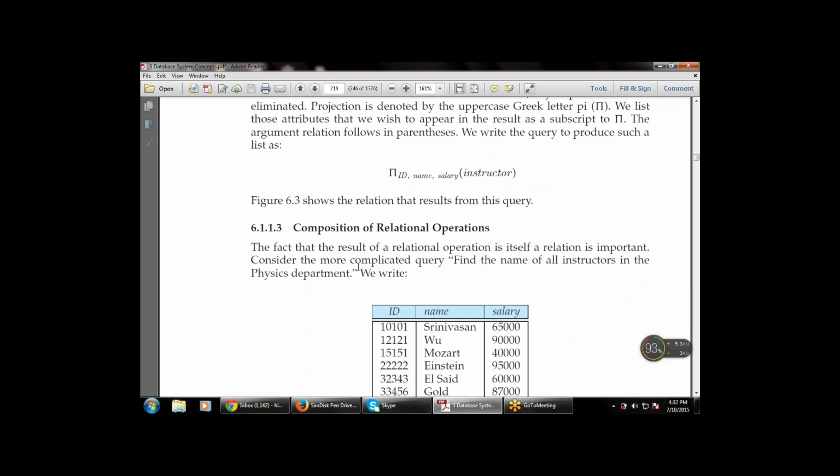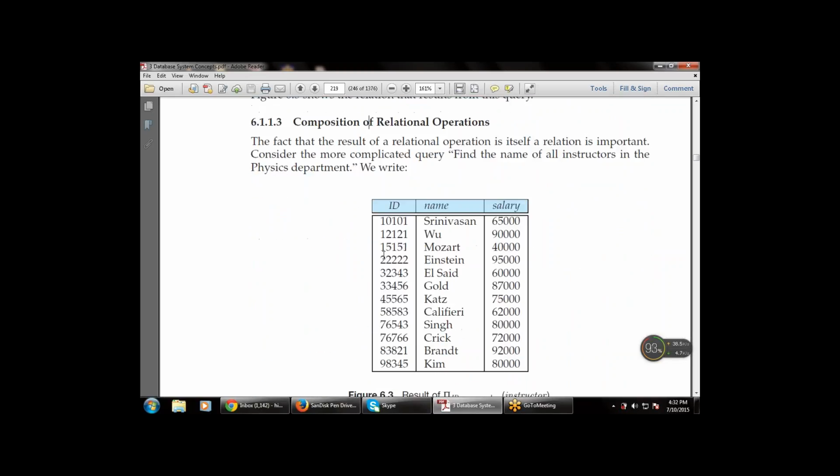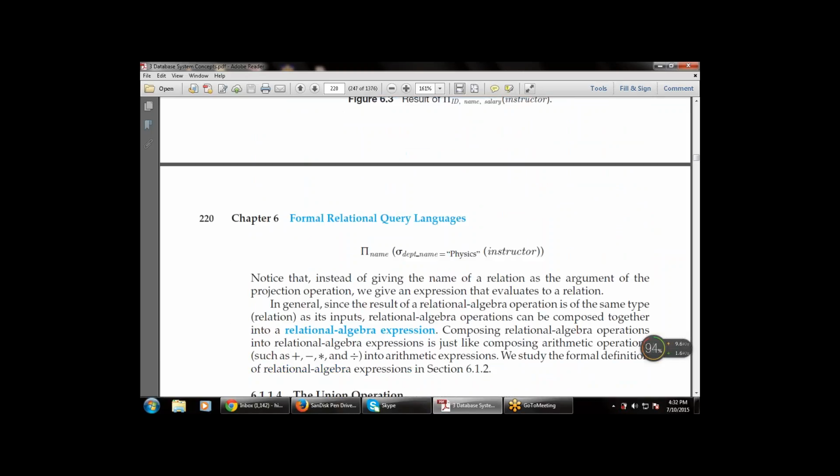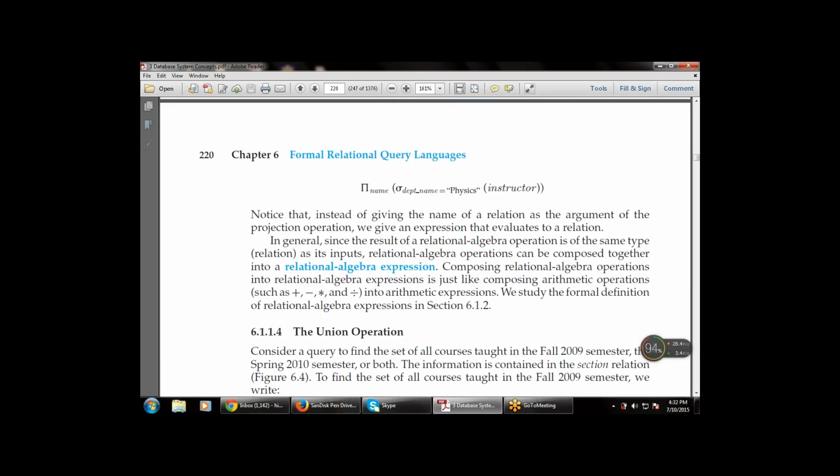Then next is the composition of relational operations. That is, how to find out a query that is a combination of relational operations, that is, the selection and the projection. Notice that instead of giving the name of the relation as the argument of the projection operation, we give an expression that evaluates to a relation. So there is a relational algebra expression considering the selection operation and projection operation.